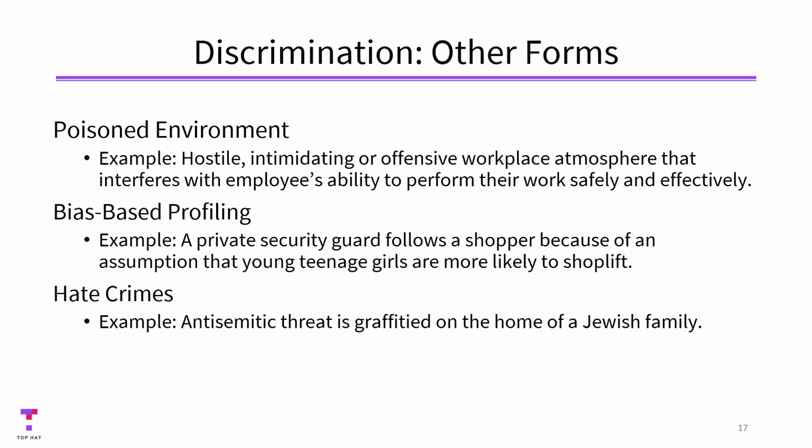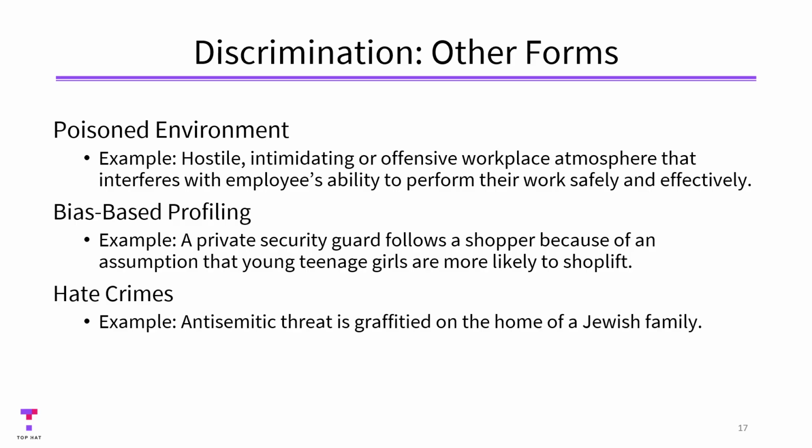The fifth is bias-based profiling. Many of you may have heard about racial profiling, but bias-based profiling is any type of profiling based on supposed safety and security, but really based on some aspect of a person's identity. So for example, if a private security guard follows a shopper because of the assumption that young teenage girls are more likely to shoplift than other people, that's an example of bias-based profiling.